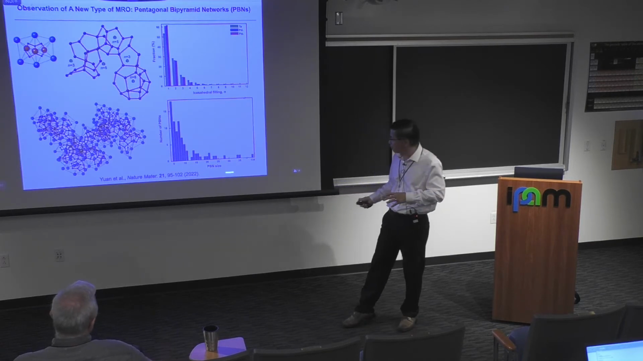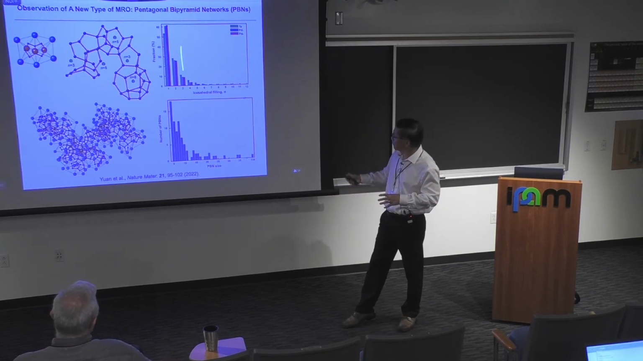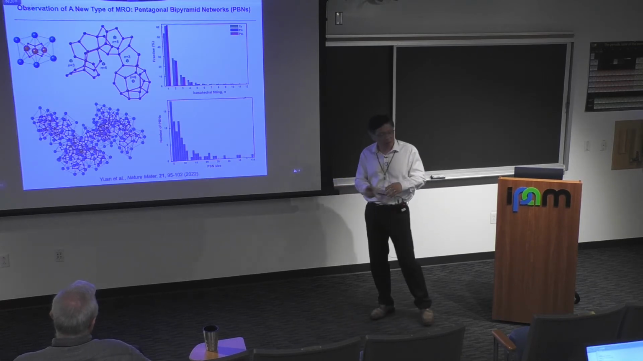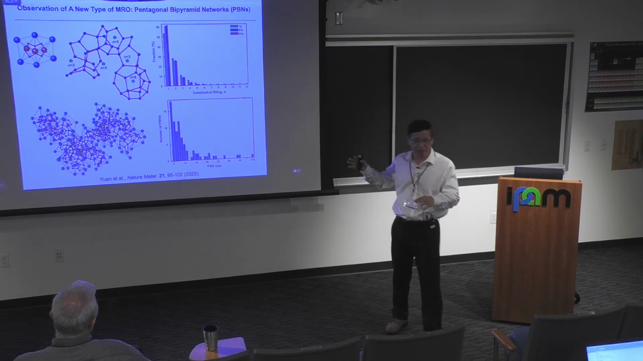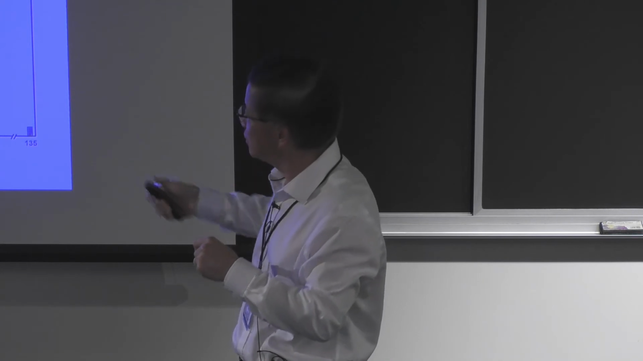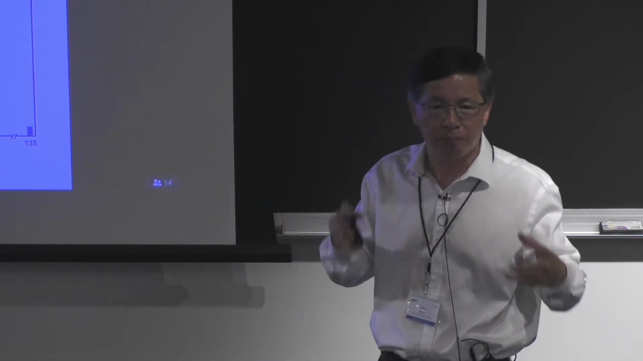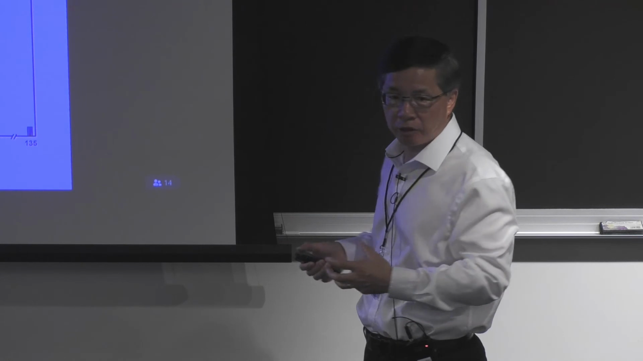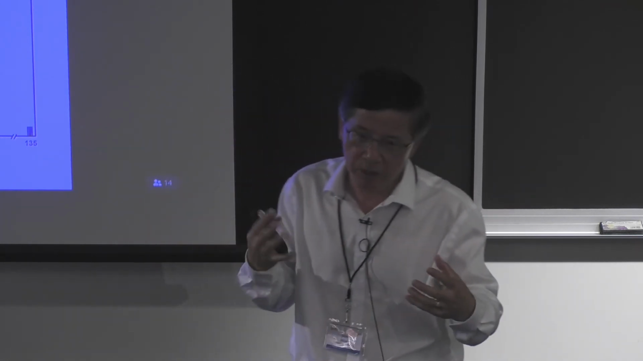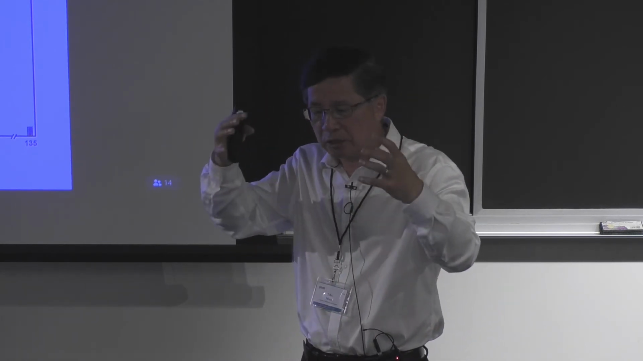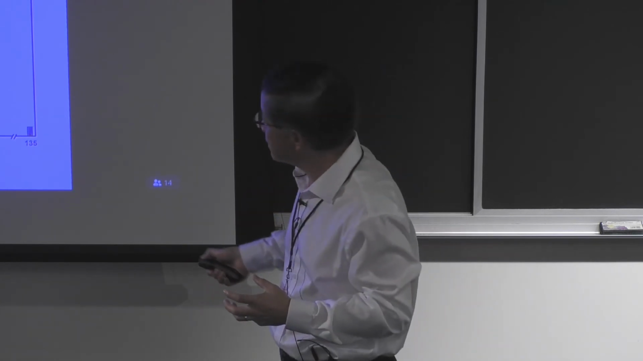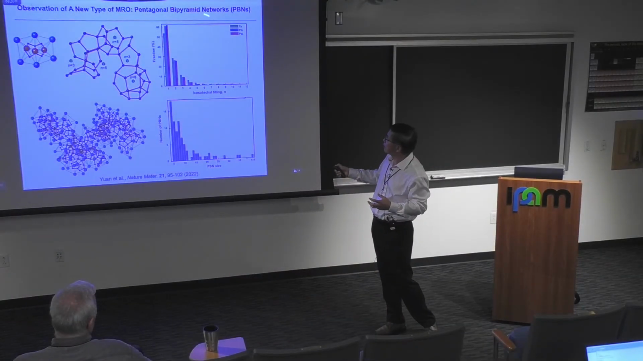And here is the size of this pentagonal bipyramid network. The largest has 135 pentagonal bipyramids, this one. We did molecular dynamics simulations and showed that only during the glass transition do they have some percentage to form icosahedra. That's our hypothesis, our model, and we have some evidence. When the liquid transitions to glass, at the beginning they form this kind of pentagonal bipyramid network.